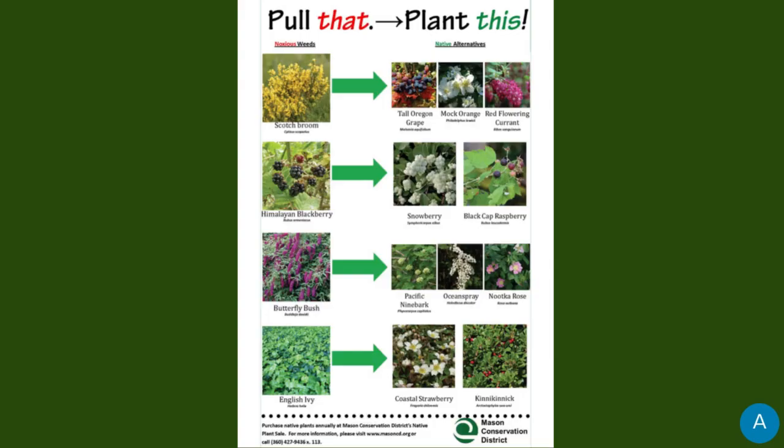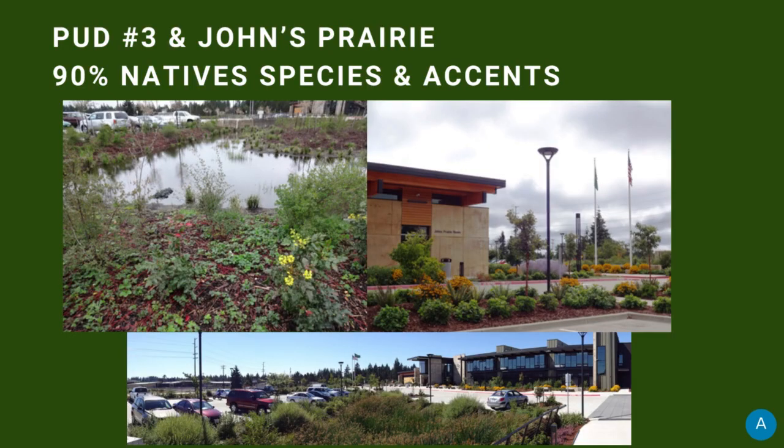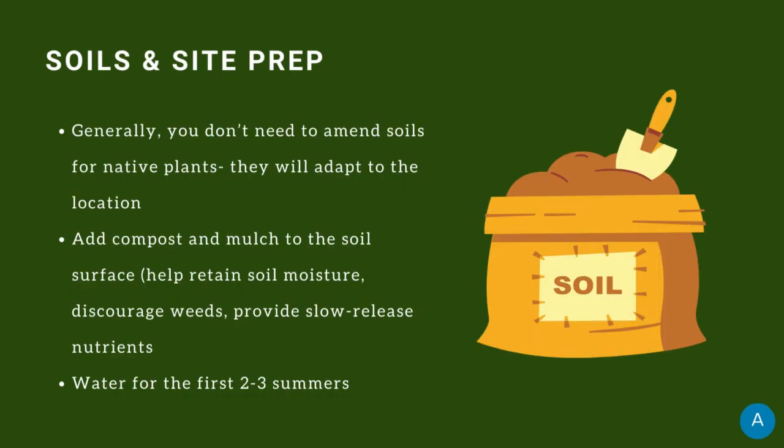Pull invasives and replace them with native plants such as tall Oregon grape, mock orange, red flowering currant, snowberry, and blackcap raspberry. This is an example of how to use native plants in a landscape. There are 90% native species and accents at PUD number 3 in Johns Prairie. We prefer native plants because generally you don't need to amend soils for native plants, that they will adapt to the location.